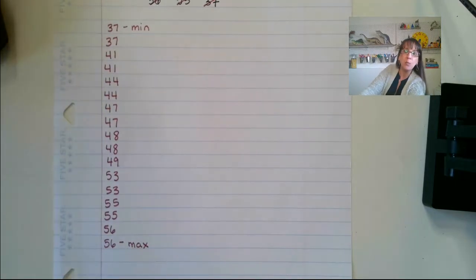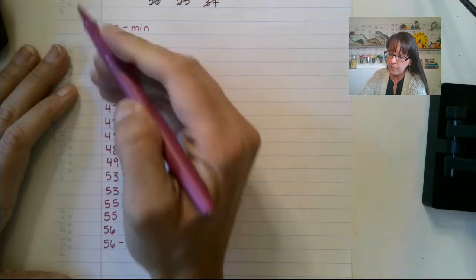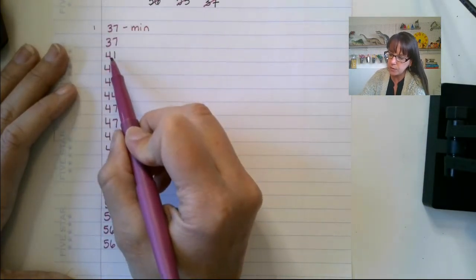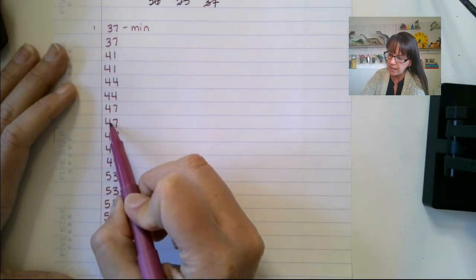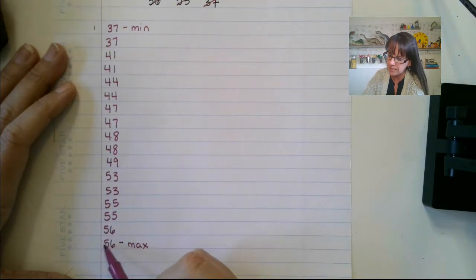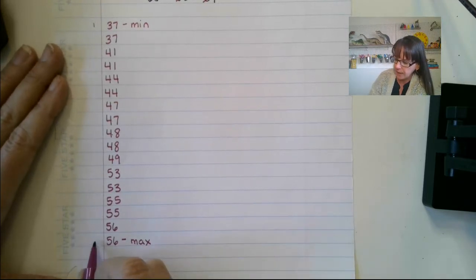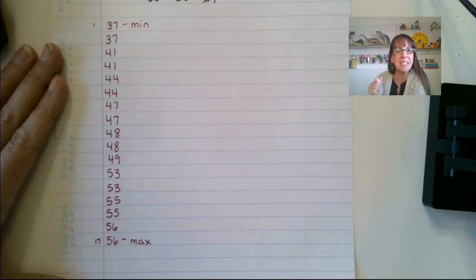Now, our next one is our median, and your median is found by dividing up your information into 2 equal chunks. So let's count. We have one, I'm going to put 1 here. 1, 2, 3, 4, 5, 6, 7, 8, 9, 10, 11, 12, 13, 14, 15, 16, 17. All right, so if we have 17 pieces of data, let's round that down to 16.